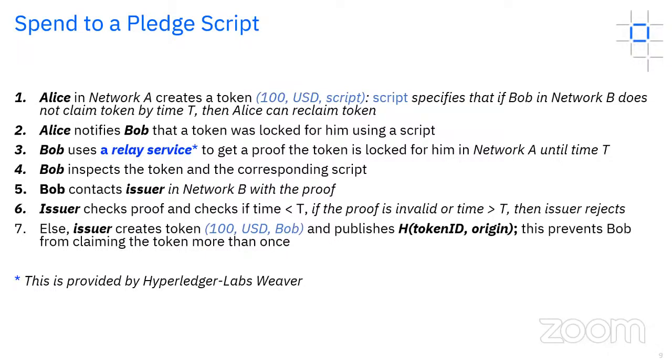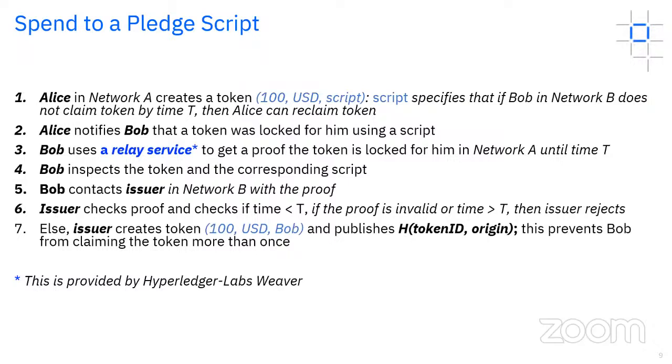This pledge script specifies under which conditions, let's say we take the case where Alice pledges a token for Bob. The script would specify, okay, this is a token that is pledged for Bob. Bob is in network B. If Bob does not claim the token before a certain timeout, then Alice should be able to get back her token. So these are the conditions that this pledge script tries to capture.